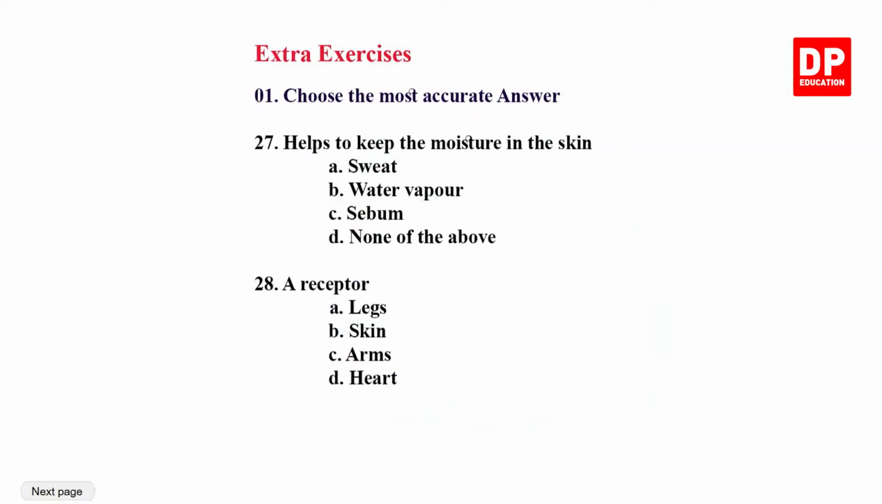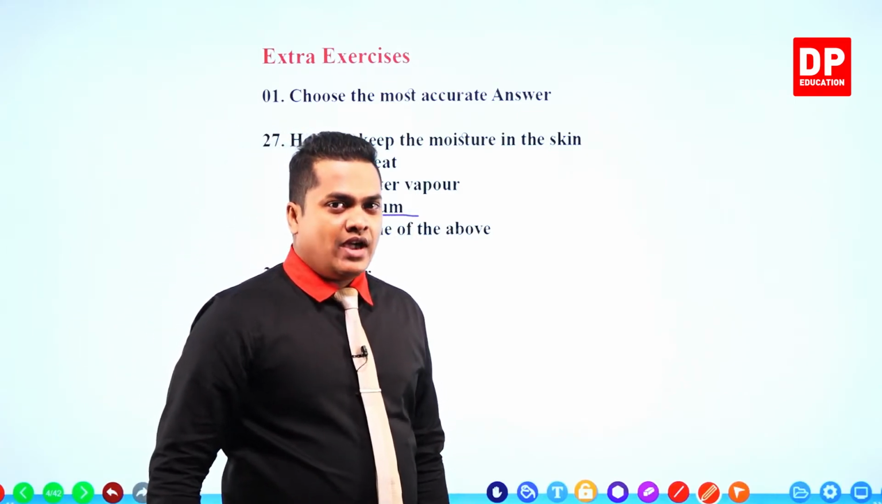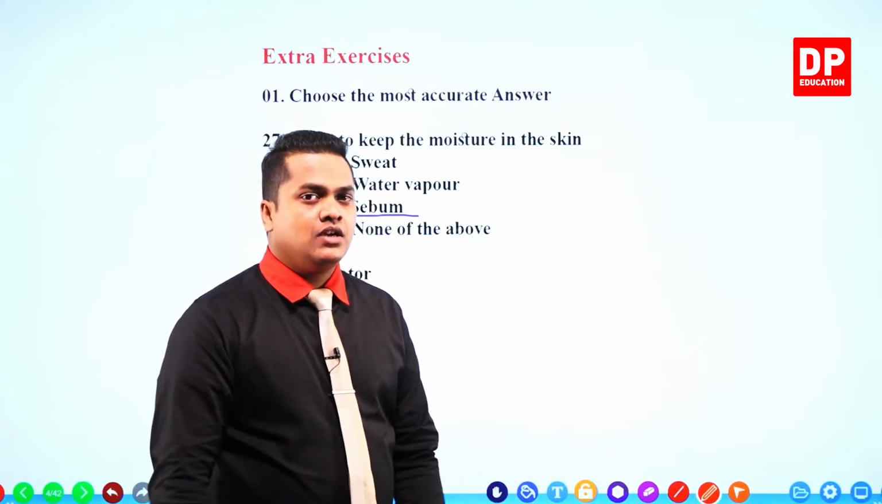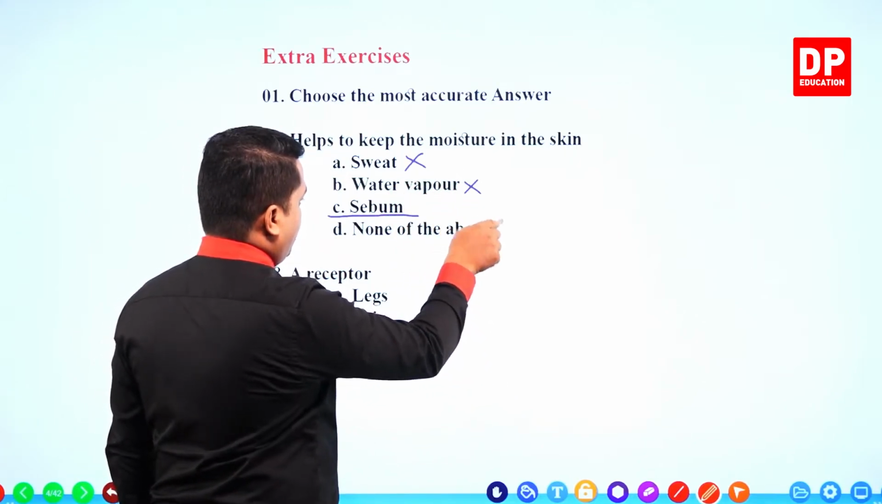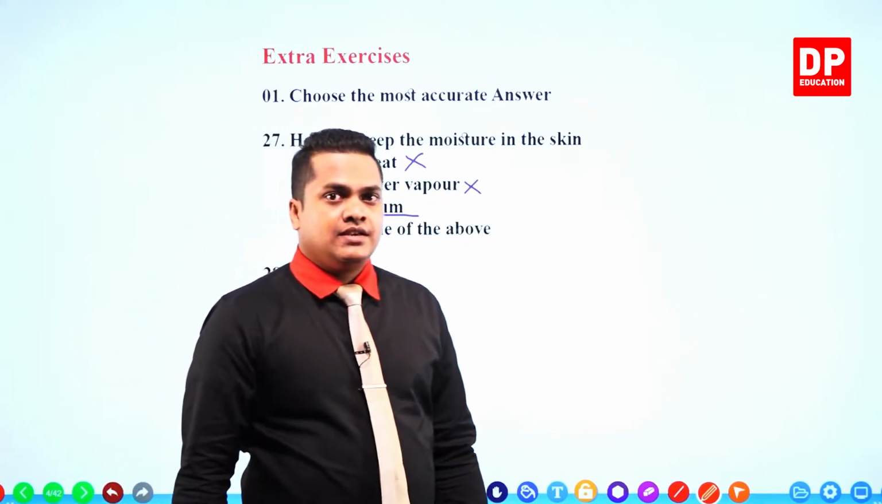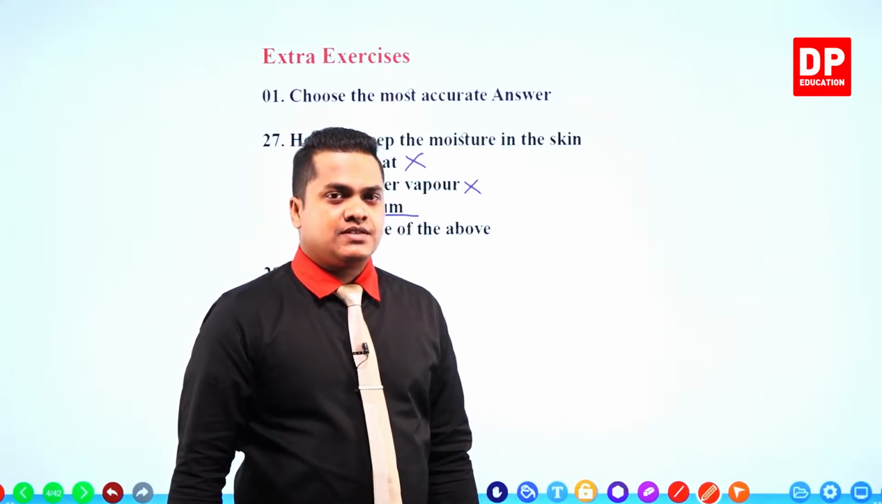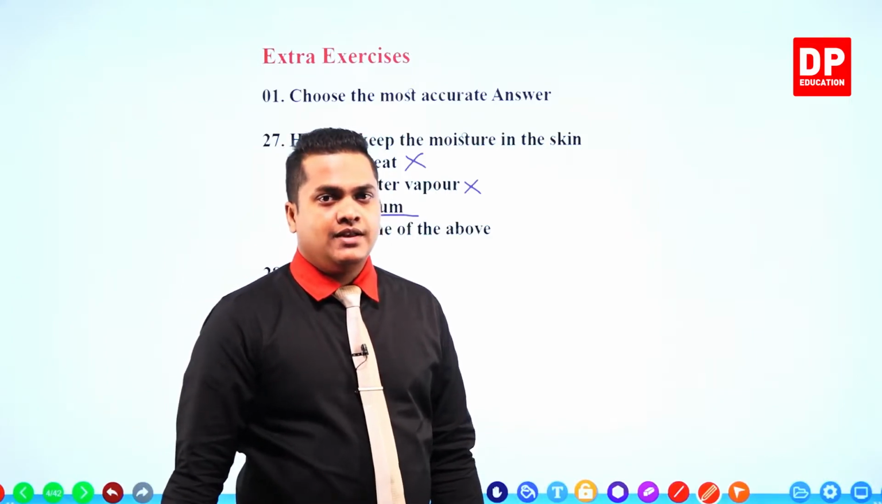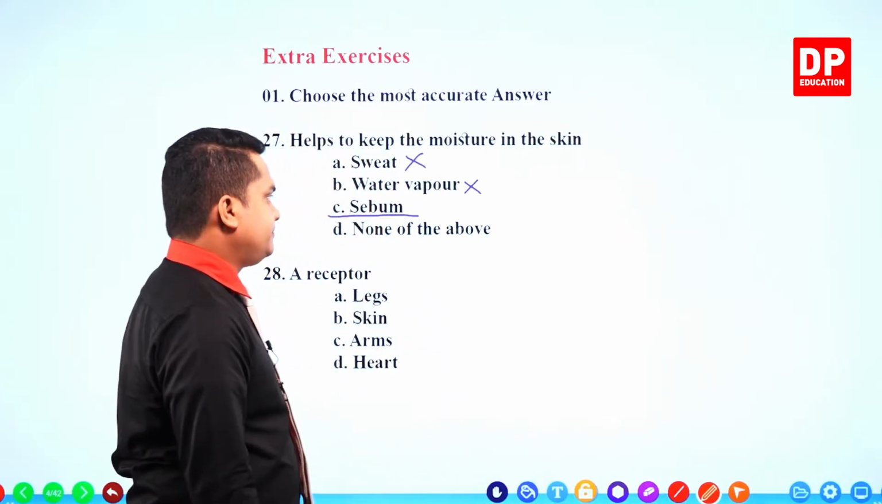Helps to keep the moisture in the skin. So you know that sebum, which is in the third answer, is the one which helps to keep the moisture level in our body. So sebum is our answer. It's not sweat, it's not water vapor, right? Sweat is the removal of it. It helps to remove excretory products, right? Water vapor is a substance that can be observed in sweat. Actually, it's not water vapor, it's in the form of water, right?